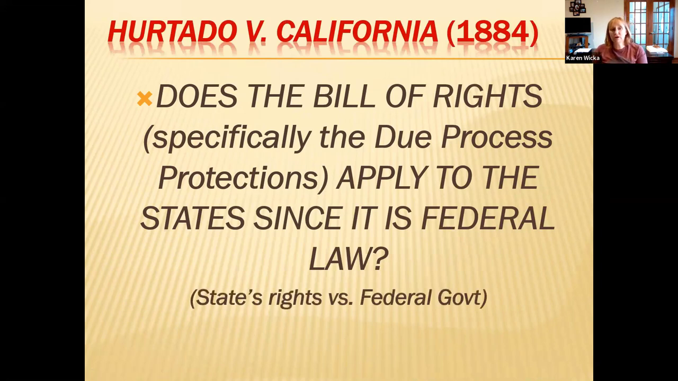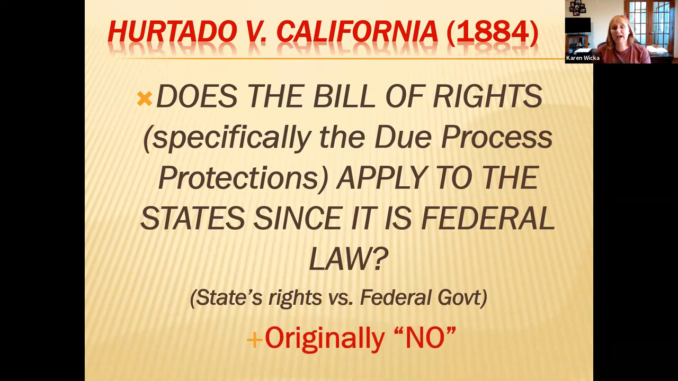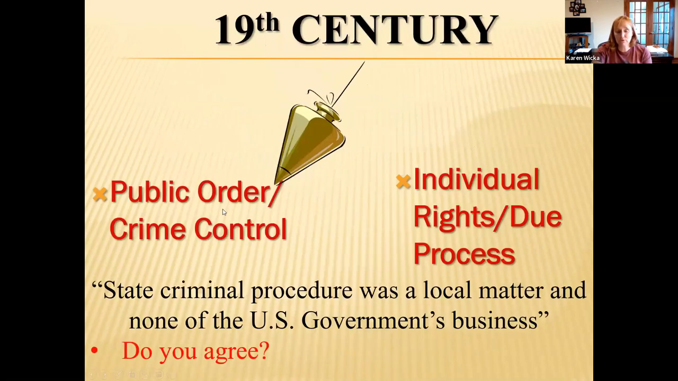In Hurtado versus California, there's a case we're going to talk about, Hurtado versus California, the Supreme Court said it is up to the states. The states get to decide which provisions of due process protections apply at the state level. So it did not require states to apply all of the Bill of Rights. So that swung much more to public order and states getting to decide. It's a local matter. The government can't force procedures on the states.